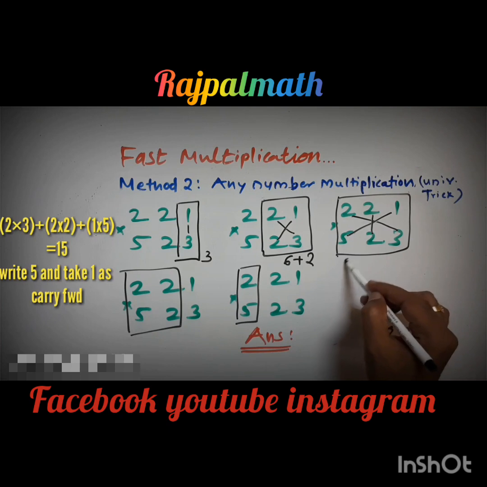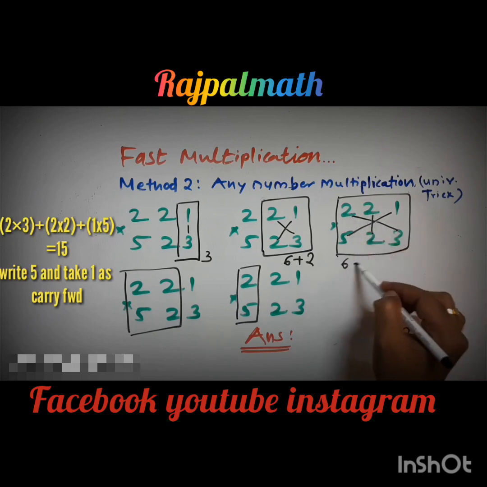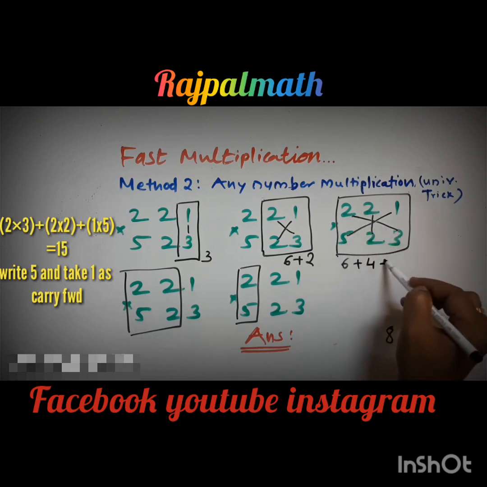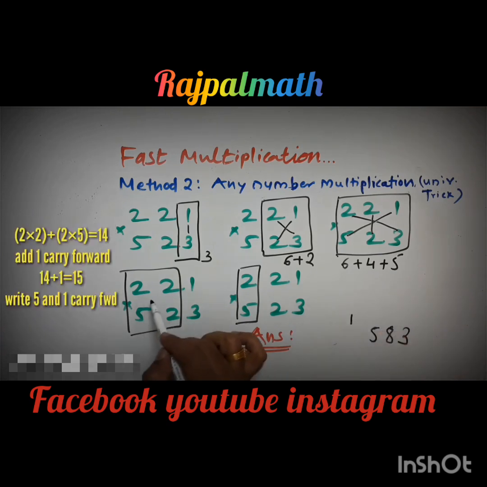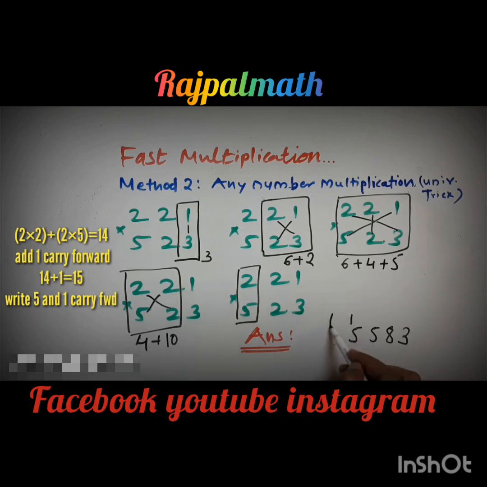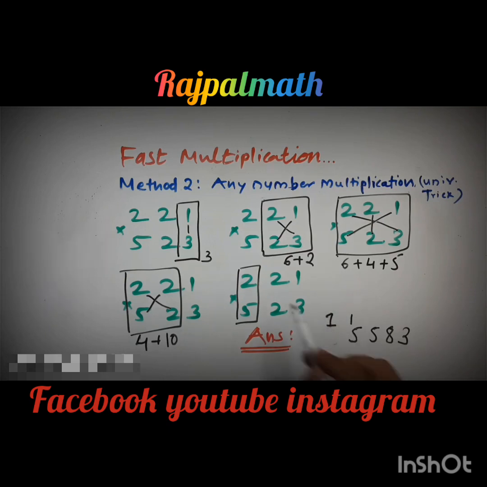So 2 into 3 is 6 plus 2 into 2 is 4 plus 5 into 1 is 5. So 6 plus 4, 10 plus 5, 15. I'll write 5 here, 1 as a carry. Now since there are two numbers, let us do the cross multiplication. 2 into 2, 4 plus 5 into 2 is 10. 10 plus 4, 14 plus this one carry, which will make it 15. Again there is a carry 1.